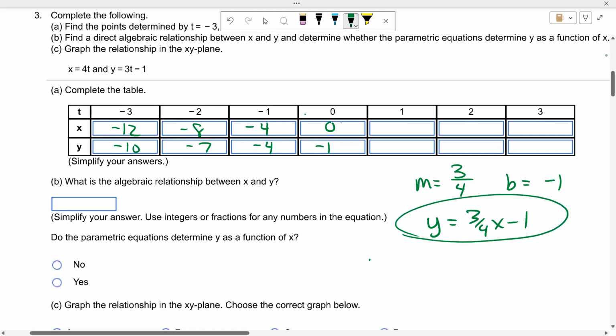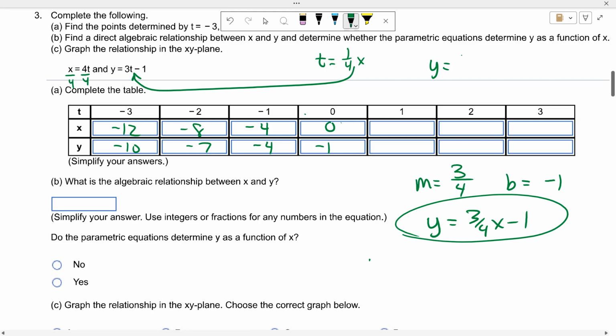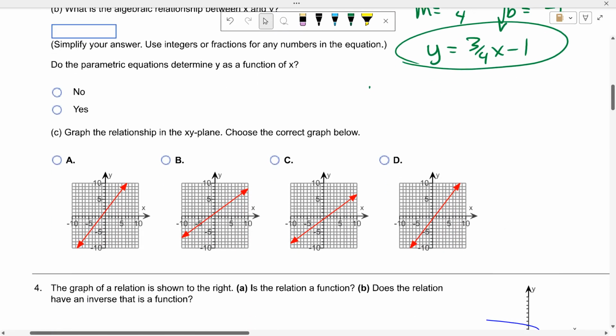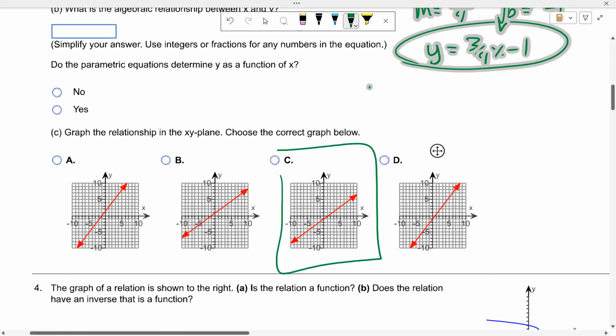It sure does. Now what I could do up here, if I wanted to figure this out a different way, I could say, well, t equals 1/4 x, if I divided both sides by 4, and plug 1/4 x in for t. So y equals 3 times 1/4 x minus 1. So y equals 3/4 x minus 1. Could do it that way too. Either way we could do it. 3/4 x with a y-intercept of negative 1 would be graph C.